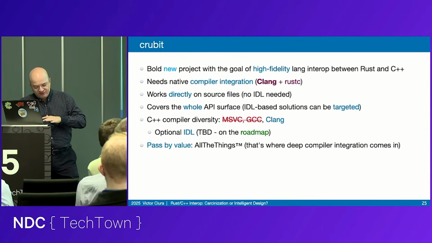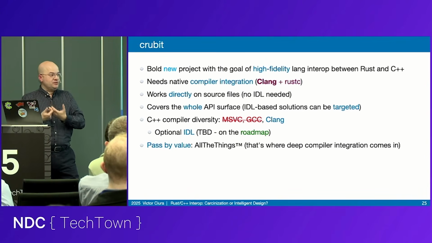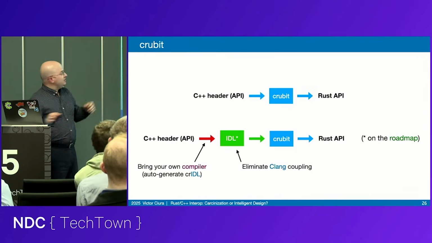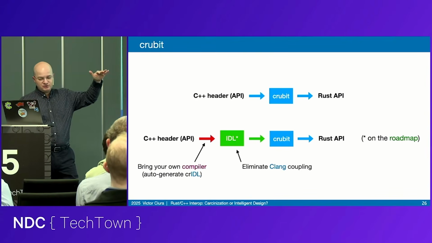Even though it doesn't have an IDL like Zengar did with the layout annotations, because it has deep compiler integration, it can actually query the compiler for layout information of your structure. So it has all the information out there on both sides. That means pass by value, all the things, good. Performance, good, right?